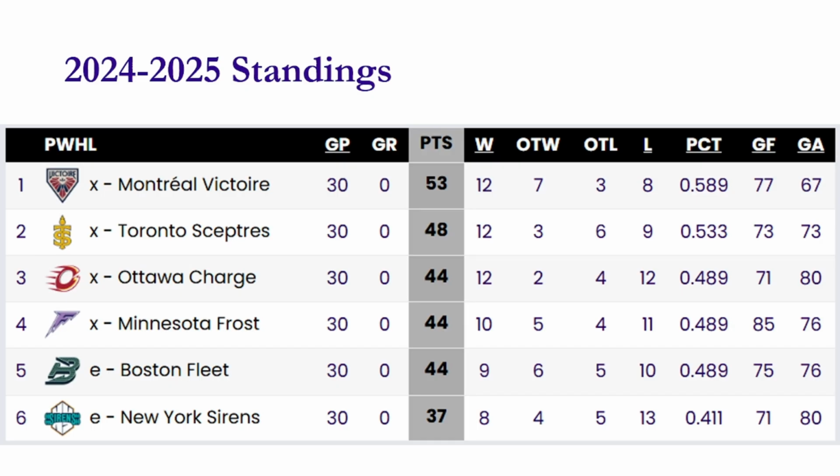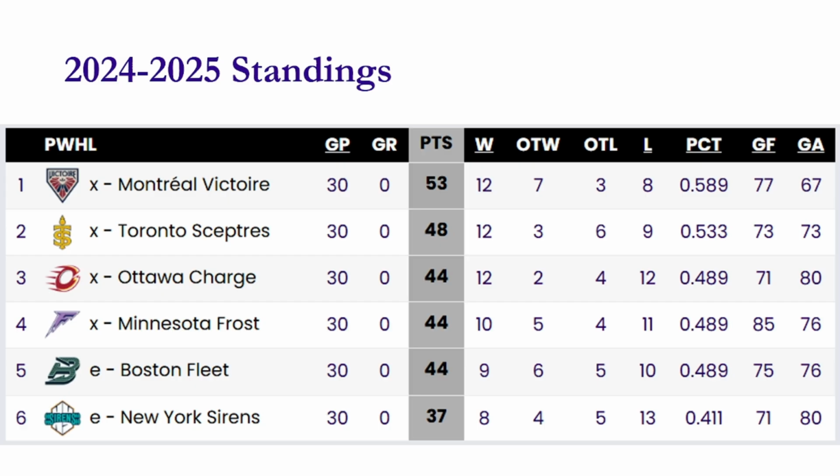Alright, let's see all that applied. Here's the standings of the 2024-2025 season taken from the PWHL website. I'll go over each column to help you better understand how to read the standings. Something to note is Vancouver and Seattle didn't exist in the season, so it was only the original 6 teams in the league for these standings.